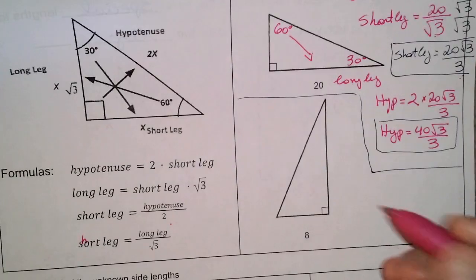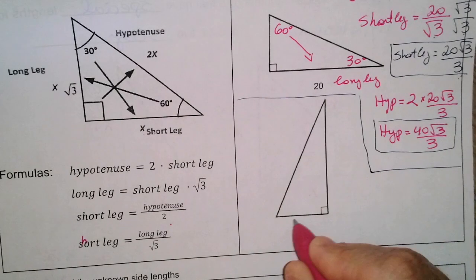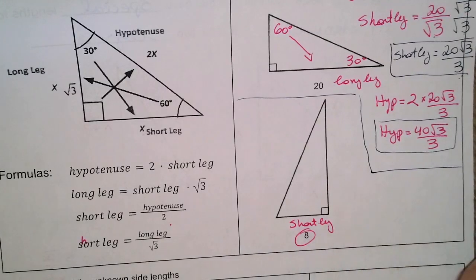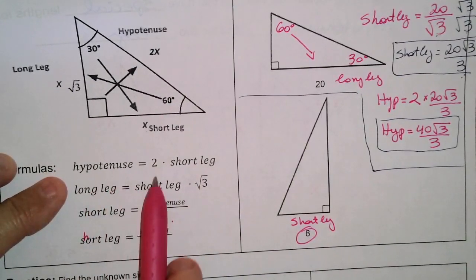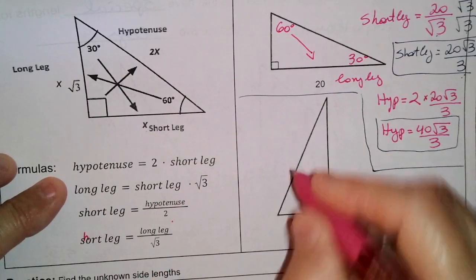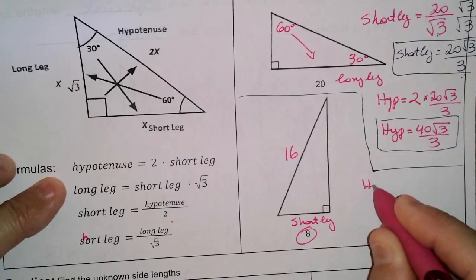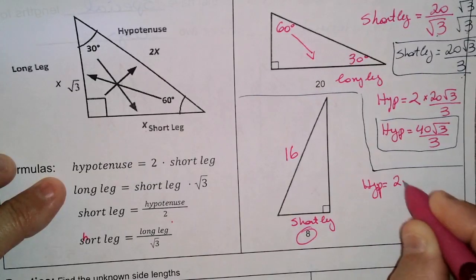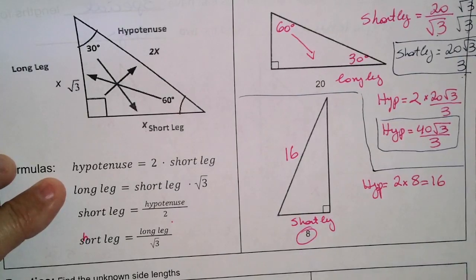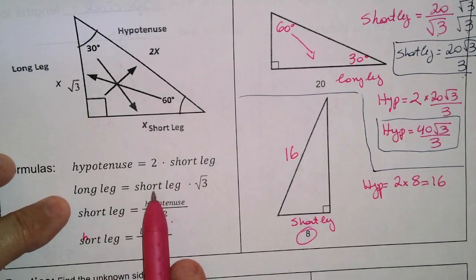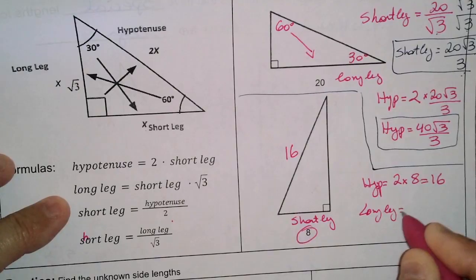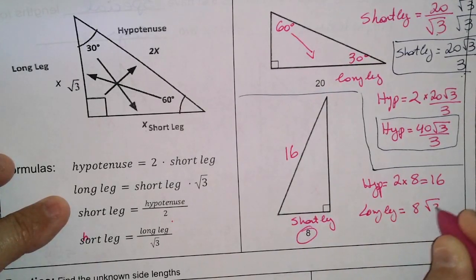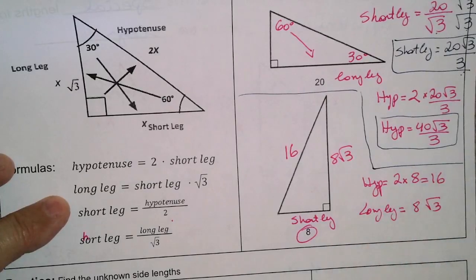Okay, so now for this one, we have the short leg, okay, so this is the short leg, and that's 8. To find the hypotenuse, we know that the hypotenuse is 2 times the short leg, so the hypotenuse is going to be 16. Hypotenuse equals 2 times 8, which is 16, okay? The long leg is the short leg times square root of 3. So long leg equals short leg times the square root of 3. So it's 8 square root of 3.